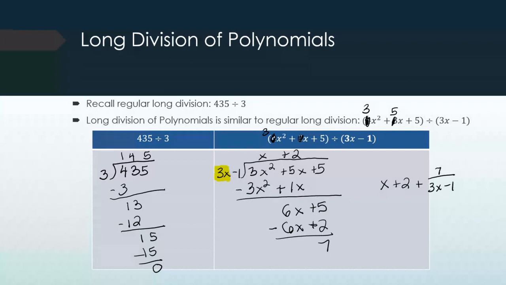So we're still asking the same question: what times what gives me this? Then you still subtract, and then you bring down the next term. So the algorithm is the same. It just looks different because we're now using variables, and it actually doesn't come out nicely a lot because you have to deal with fractions, and it's very hard to make a problem up and have it work out nicely.